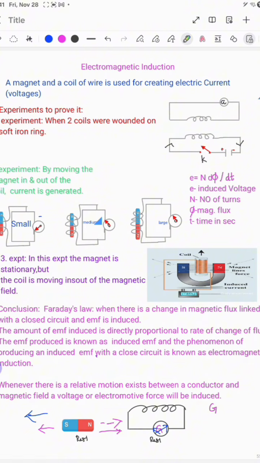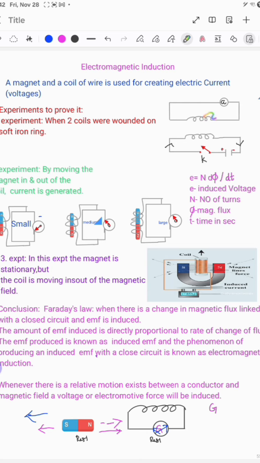So it is clearly understood that the bar magnet, magnetism and electricity are combined together here, producing a voltage that is known as electromagnetic induction. In how many ways it can be affected is what we have to discuss now.